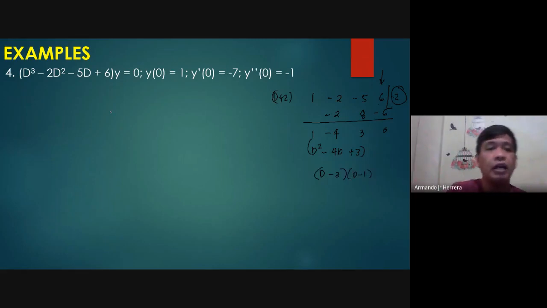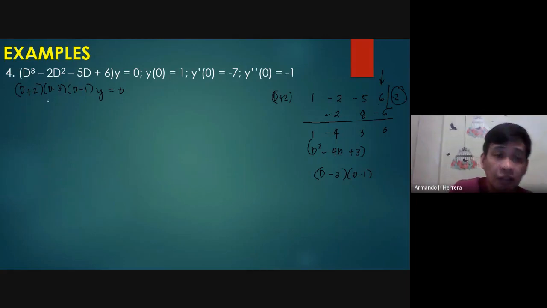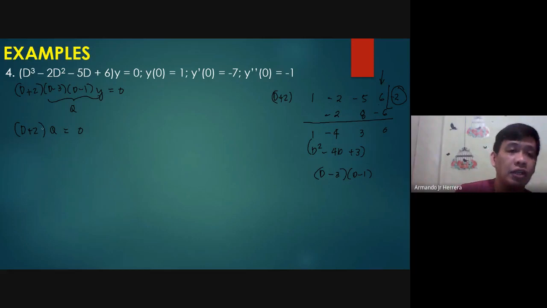So therefore, our factors here are d plus 2, d minus 3, d minus 1, y is equal to 0. So here are the factors. So pag na-factor na natin, ilelet natin ito as q so that our third order becomes first order DE na. So na-reduce na natin yung ating third order to first order linear differential equation.